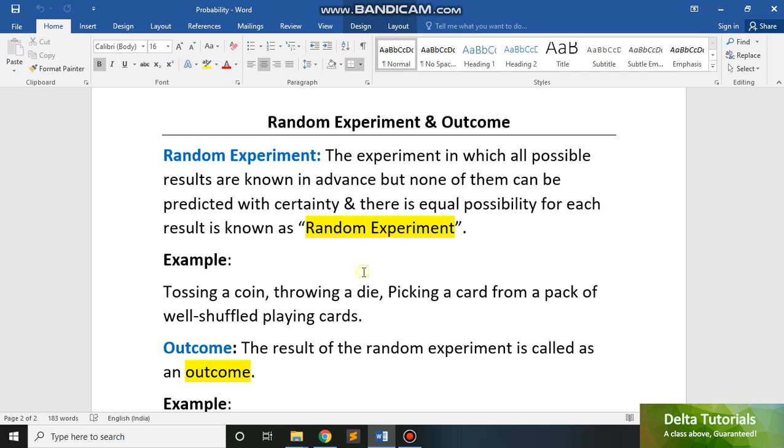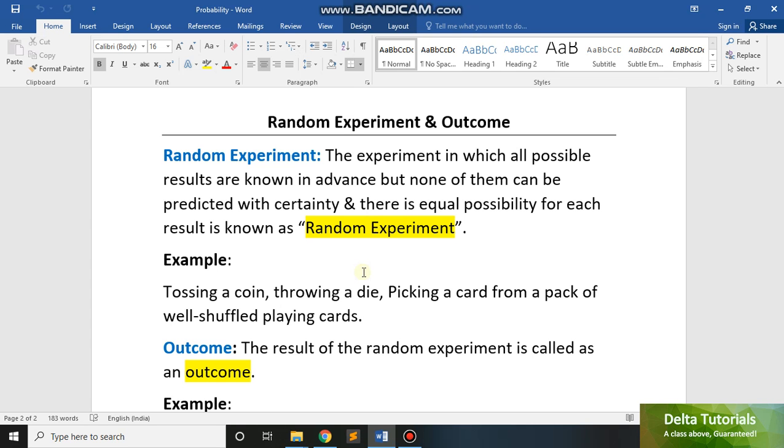Suppose tossing a coin is an experiment. So, the experiment in which all possible results are known. While tossing a coin, we know either it will be heads or it will be a tail, right? So we know the results in advance, but we cannot say firmly or perfectly that it will be tails or it will be heads. We cannot predict this or say this with assurity. So this cannot be predicted with certainty and there is equal possibility for each result. So such an experiment is called a random experiment.